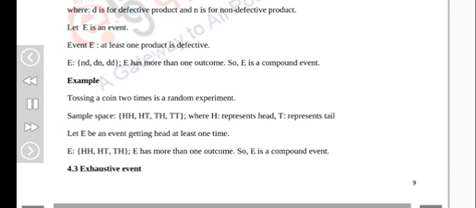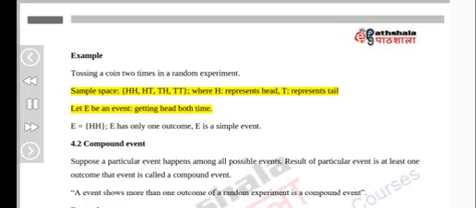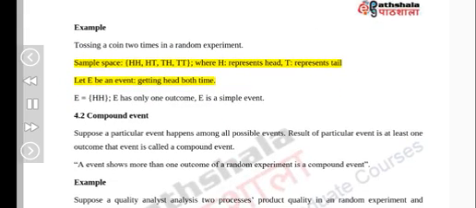Example. Tossing a coin 2 times is a random experiment. Sample space: HH, HT, TH, TT, where H represents head, T represents tail. Let E be an event, getting head both times. E equals HH. E has only one outcome. E is a simple event.